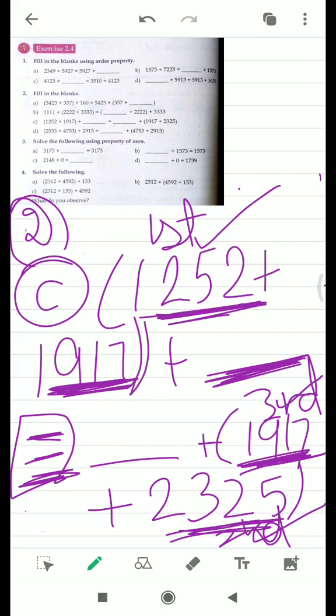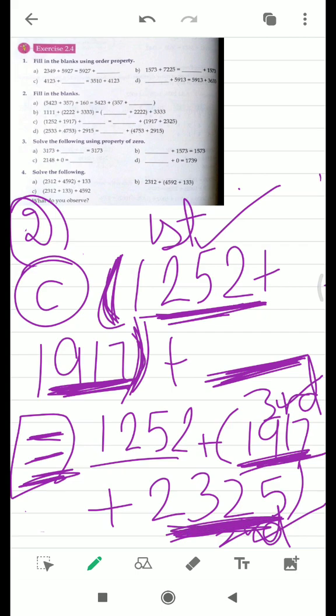Since it has already been grouped on this side, it means on this side it will not be grouped again, so it will come here only. This number has done grouping on this side, it means it cannot group here, so it will come here only. Okay.